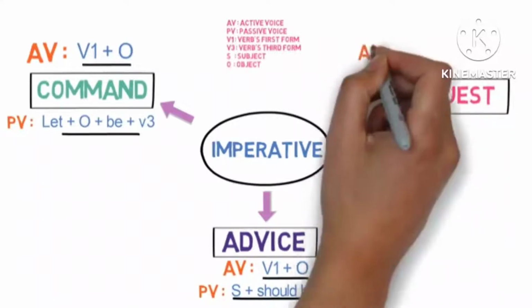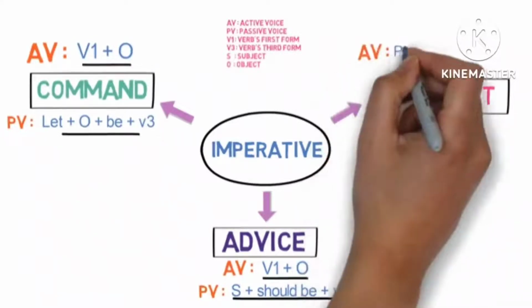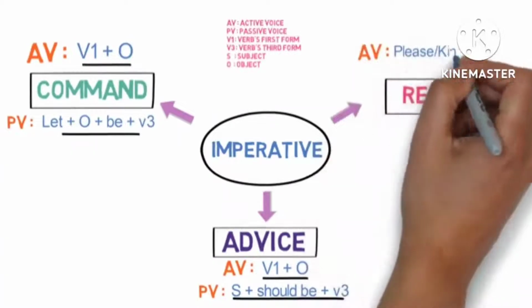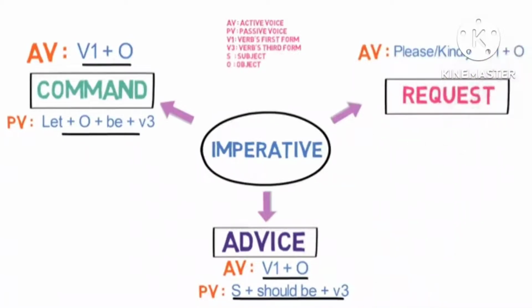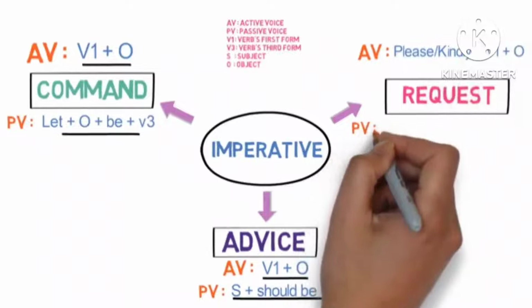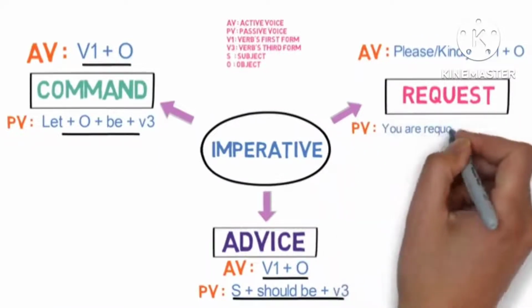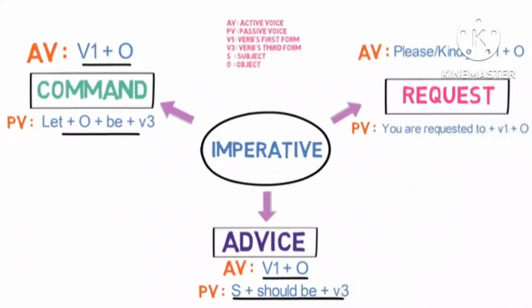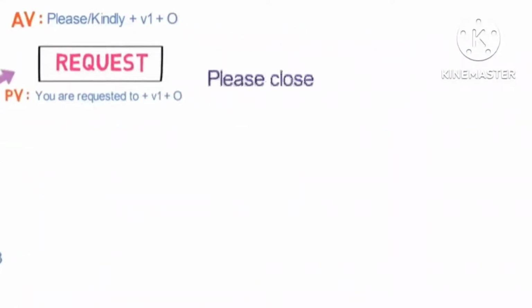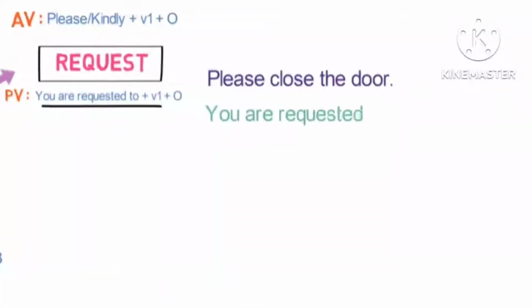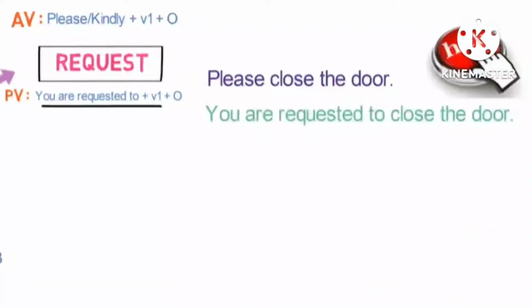Here, the structure of active voice is please or kindly plus verb's first form plus object. Converting it to passive voice, the structure becomes you are requested to plus verb's first form plus object. Let's look into an example of it. Please close the door. Converting it, it becomes you are requested to close the door. Let's look into the next example of it.